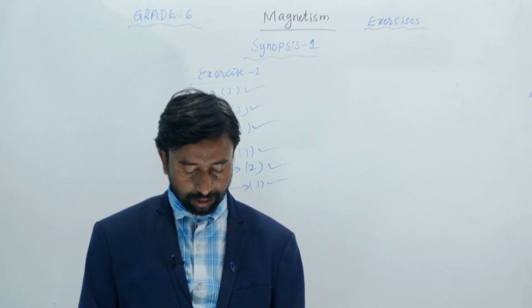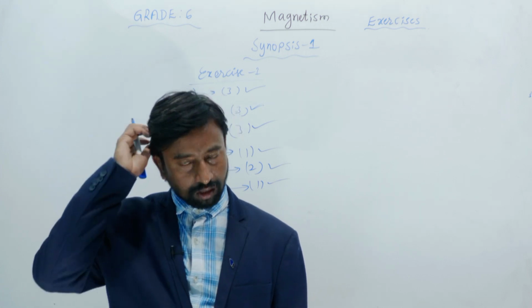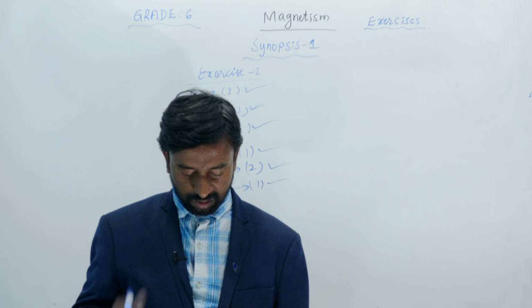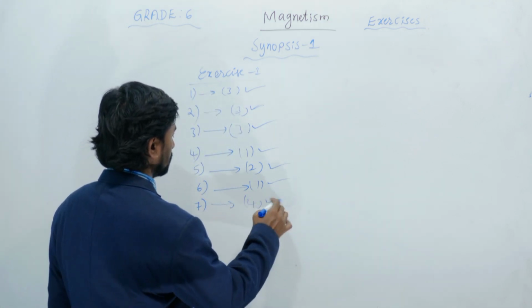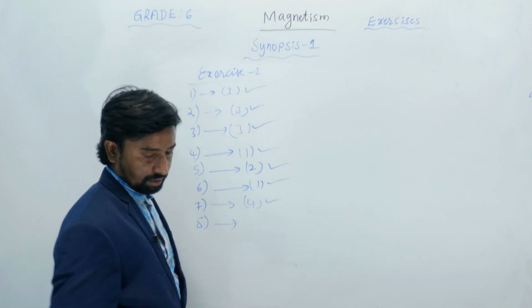Which of the following is not a magnetic material? Nickel, cobalt, bismuth, and wood. Wood is the non-magnetic material there. So the seventh one is the fourth option, and now the eighth one.